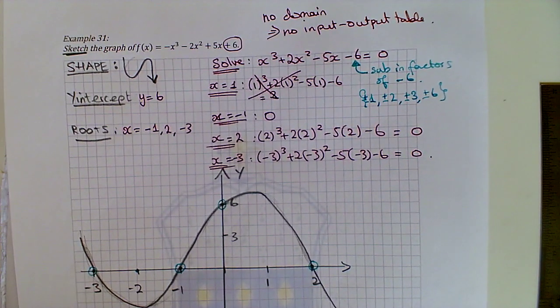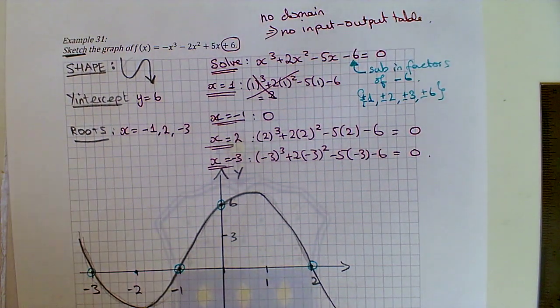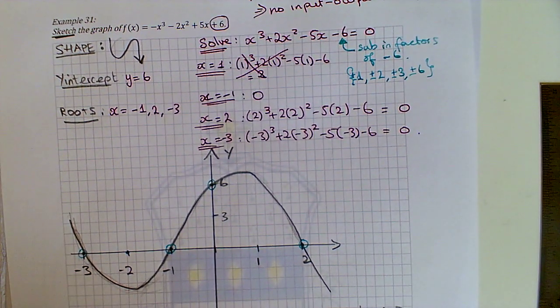And there we go. So the shape, the y-intercept, the roots, these are the things they will be looking for. Those three things, they need to see them on your graph. Correct shape, correct y-intercept, correct roots, and you'll get full marks.